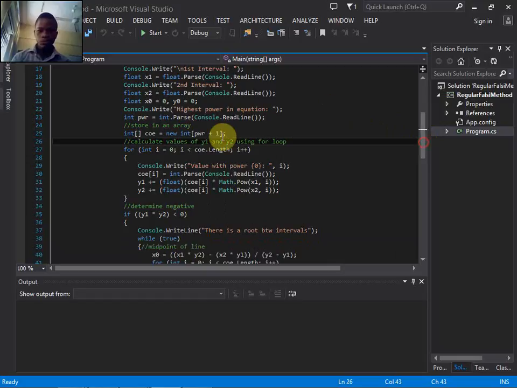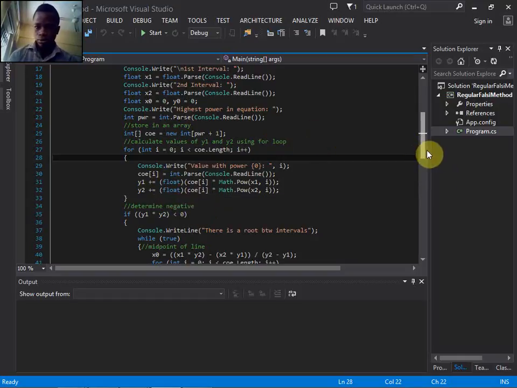If I didn't include +1 here, and your highest power is 3, it would stop at 2: 0, 1, 2. But when your highest power is 3, you have x cubed plus 2x squared plus 3x minus 2. You're having four terms there, so there are four elements in that array. So that's why +1 is included. I didn't explain this in the first bisection video, but I'm explaining it now.